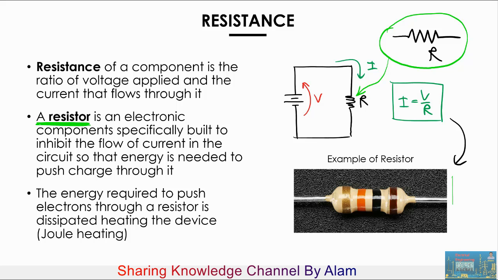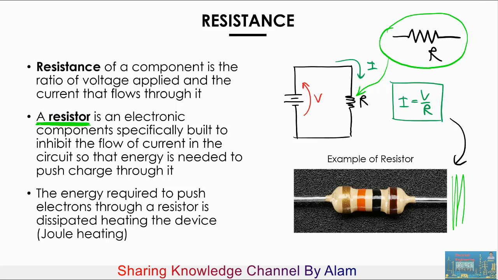Down here, there is an example of a resistor, just in case you ever open an electronic device. This type of resistor is called through-hole. They are not the latest and most modern components because they're quite big, but they're still used in the industry quite a bit.